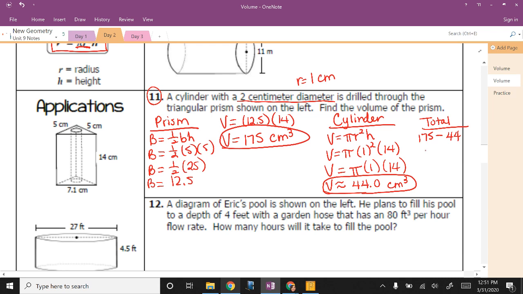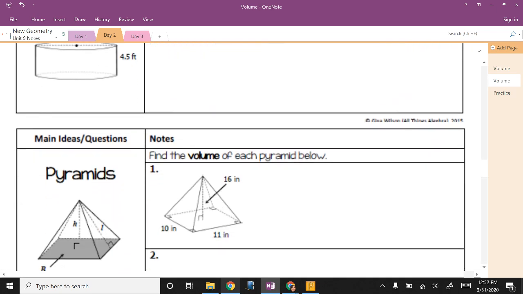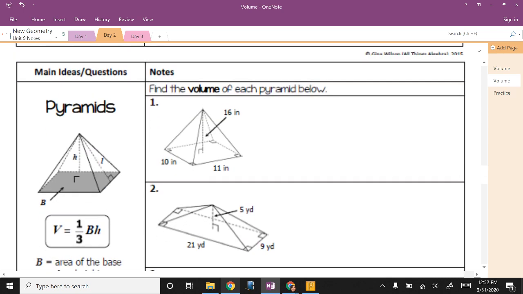Use my calculator, and I'm getting that equals 131 cubic centimeters. So again, just to recap what we did, we found the volume of the original triangular prism, then we found the volume of the cylinder, and then we found the difference in those two by subtracting. All right. Next thing is a pyramid.